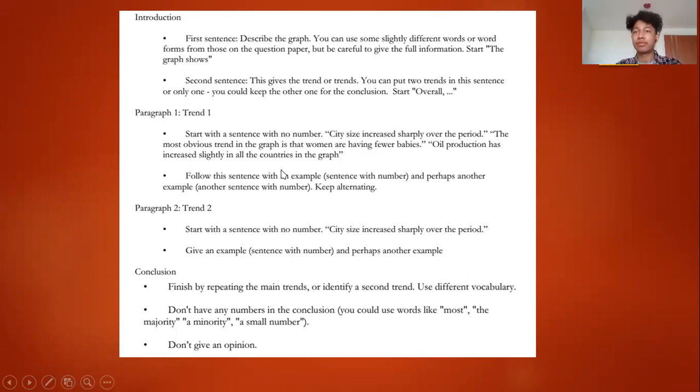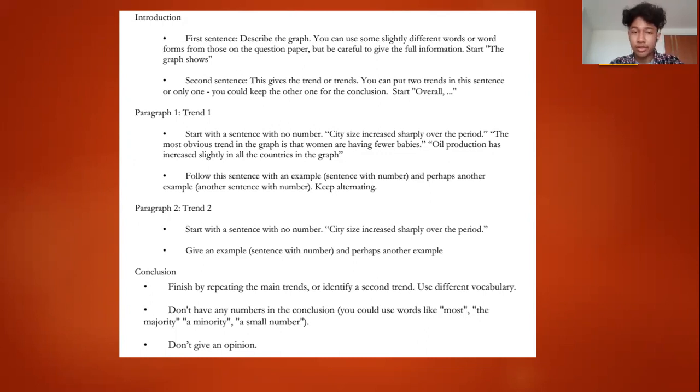Now, let's begin with the first paragraph, trend number one. You have to start with a sentence with no number. For example, city size increased sharply over the period. Or the most obvious trend in the graph is that women are having fewer babies, and etc. We have to follow this sentence with an example, or a sentence with a number, and perhaps another example, like another sentence with a number, and just keep alternating.